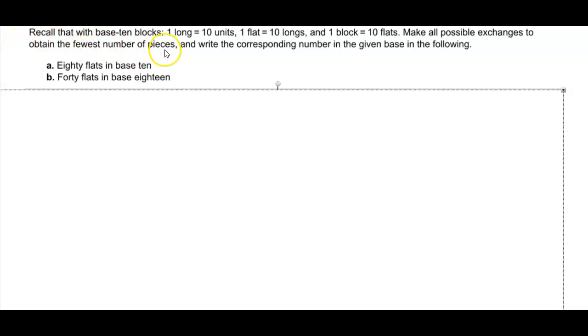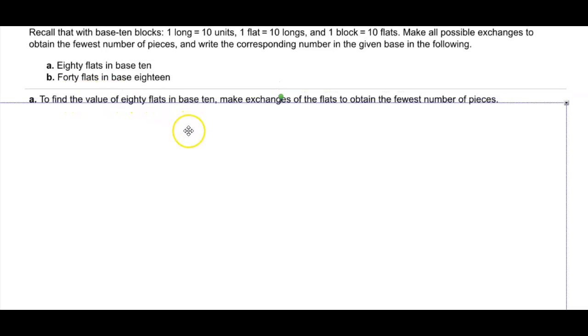Recall that the base 10 blocks, 1 long equals 10 units, 1 flat equals 10 longs, and 1 block equals 10 flats. Make all possible exchanges to obtain the fewest number of pieces and write the corresponding number in the given base in the following. For part A, 80 flats in base 10, and part B, 40 flats in base 18.